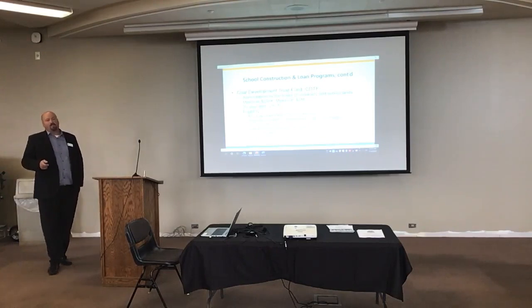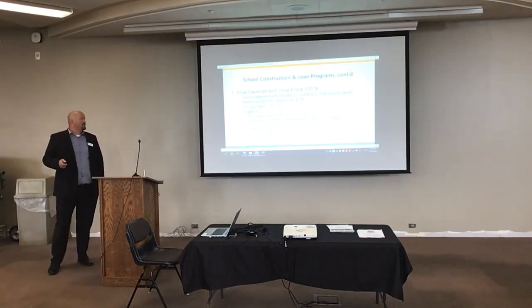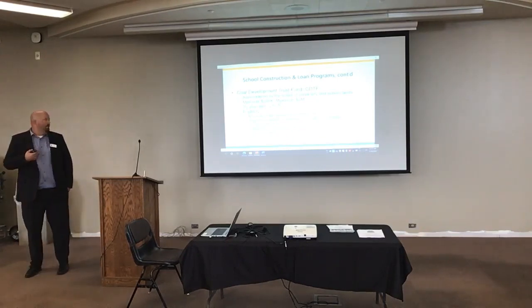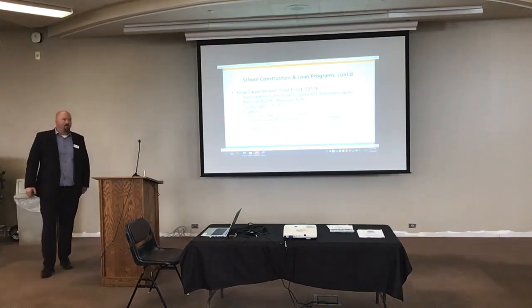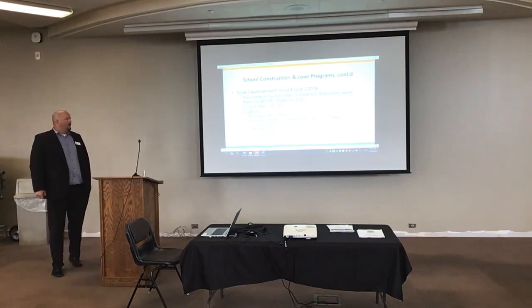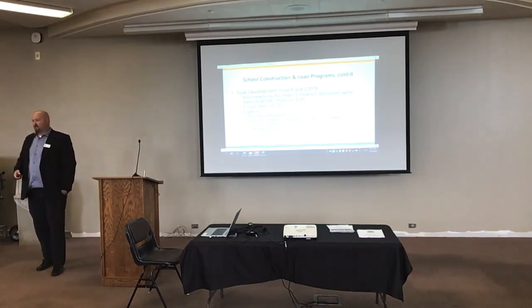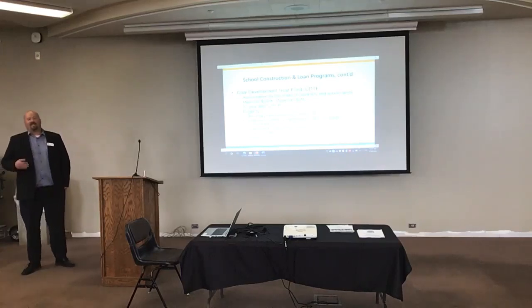It's a 20-year term with a 2% interest rate. To be eligible, you have to have our approval. Minimum being $250,000, you have to get our approval for anything over $150,000. You must demonstrate that it's a need based on an unanticipated construction project. So this is not a way to get around a bond.